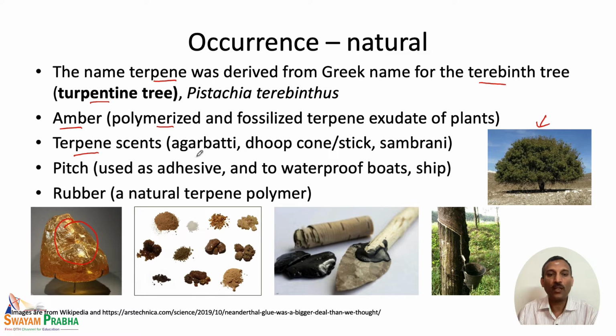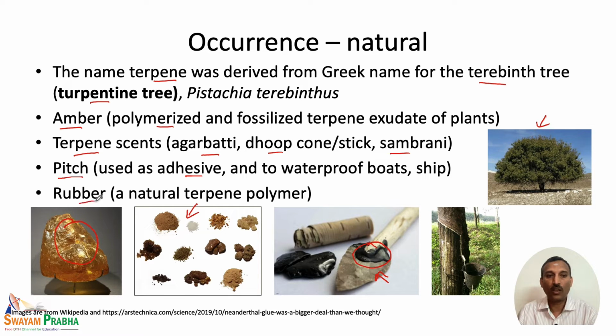For example, in Indian houses, many people use agarbatti, dhoop, cone, stick, sambrani, etc. So some of these are given here in different forms, and all of these contain terpene moieties. And in fact, pitch is another terpene compound which is generally used as an adhesive to waterproof boats and ships. So here you can see this is the pitch, and this is used as an adhesive to connect two things. Like this is a rock and this is the wood, so the wood and rock are connected through this pitch. So this is another type of terpene compound.